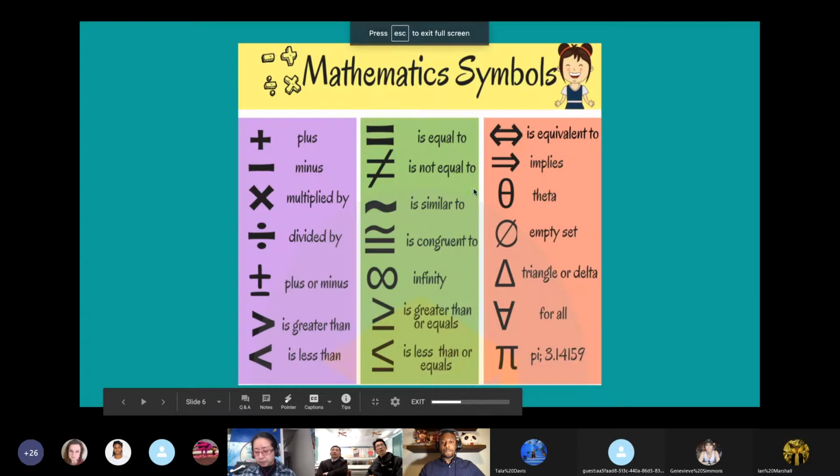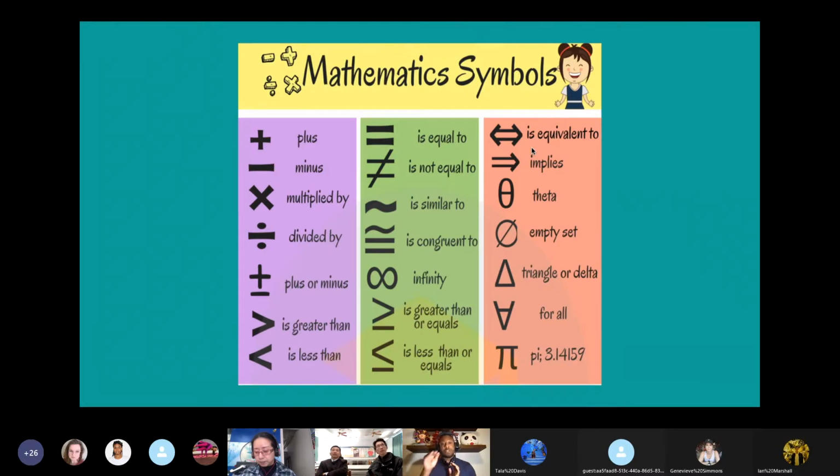Okay, so next we have is not equal to, similar to, is congruent to, the infinity symbol, is greater than or equals, and then less than or equals.